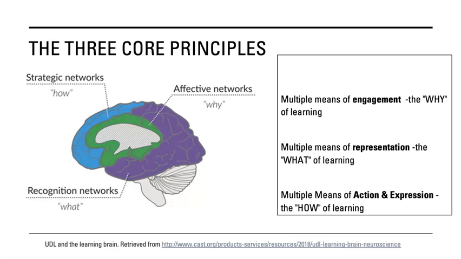Research shows three distinct neural networks involved in learning: recognition, strategic, and affective networks, which directly inform UDL's core principles. These principles align with specific brain networks and learning processes. The affective networks govern engagement and motivation, the why of learning. Recognition networks handle how we gather and categorize information, the what of learning. And strategic networks manage how we plan and execute tasks, the how of learning.